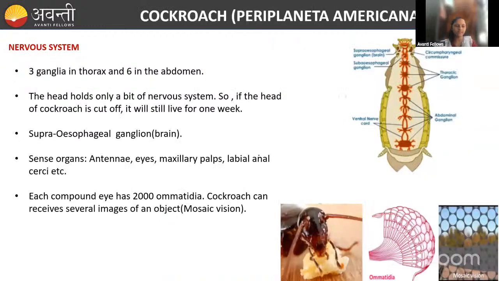Then coming to the nervous system, guys, mainly ganglia is there. What do you mean by ganglia? Means a bunch of neurons. A bunch of neurons is acting as the nervous system here.